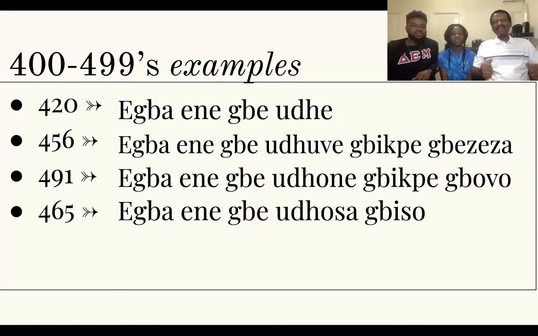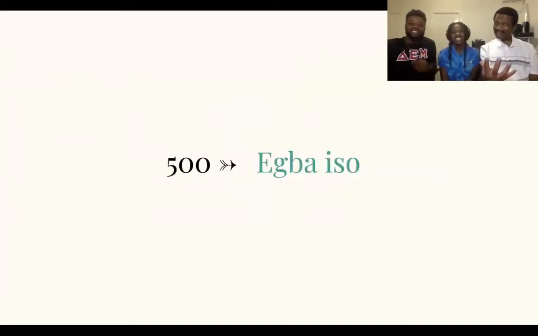Oh, sure. So 420 is Egba Ene Be Ude. 456 is Egba Ene Be Uduve Bigbezeza. 491 is Egba Ene Be Udone Bigbovo. And 465 is Egba Ene Be Udosa Biso. Wonderful. And hopefully you guys are starting to get the pattern. But we will now move on to 500.